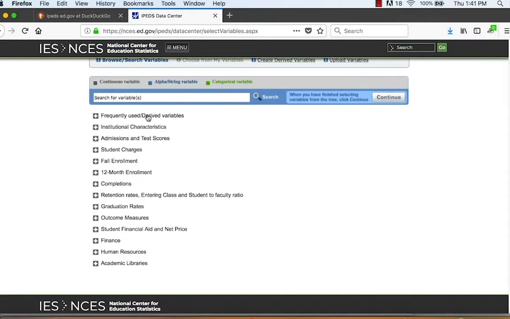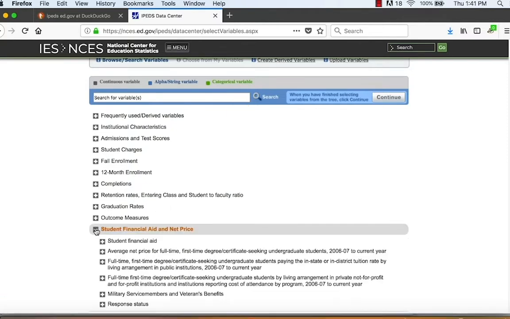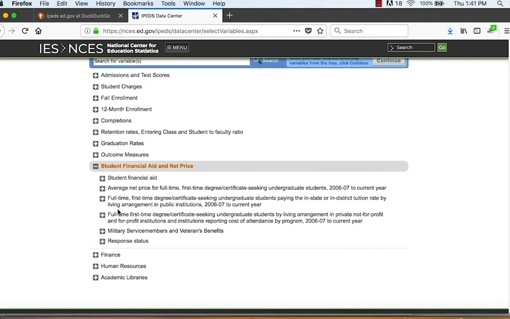And then they have some sort of frequently used variables. Today, I think, just for our experiment, we'll try to look at the affordability of public colleges for the lowest income students. That would go under net price, so we're going to go over here and we're going to look at net price.